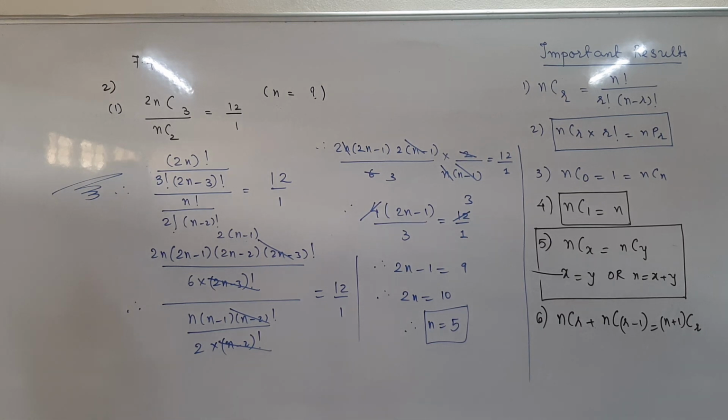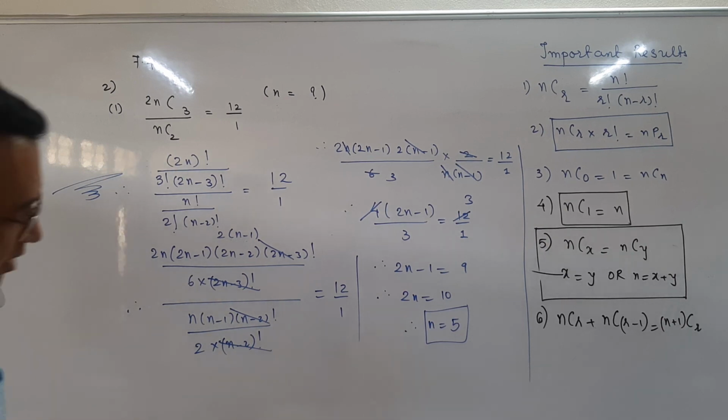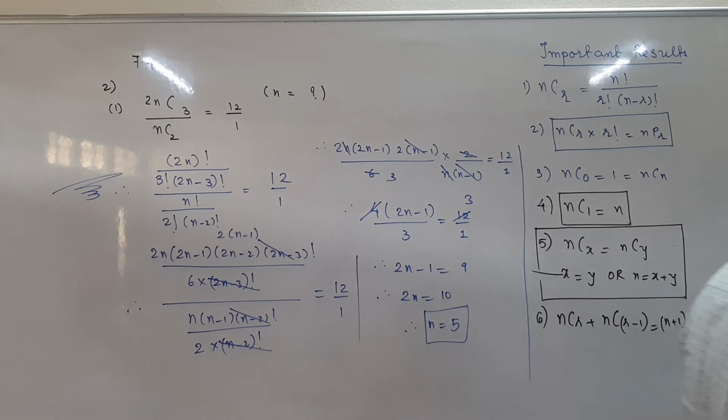Then important results for combination: nCr is equal to n factorial upon r factorial into n minus r factorial. Then nCr into r factorial is equal to nPr. nC0 is 1, nCn is also 1. nC1 is n. And last two properties very important. nCx is equal to nCy, then x is equal to y or n is equal to x plus y. And last but not the least, nCr plus nC(r minus 1) is equal to (n plus 1)Cr. So these 6 results of combination you should again and again write till you memorize.